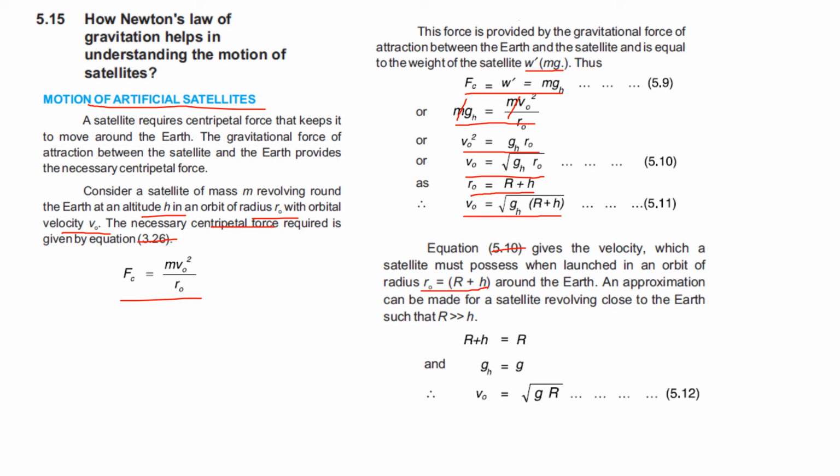An approximation can be made for satellites revolving close to the earth such that r is much greater than h. So in this case, r plus h will be equal to r, g_h is equal to g, and v0 is equal to under root g r. So this is the answer of this question.